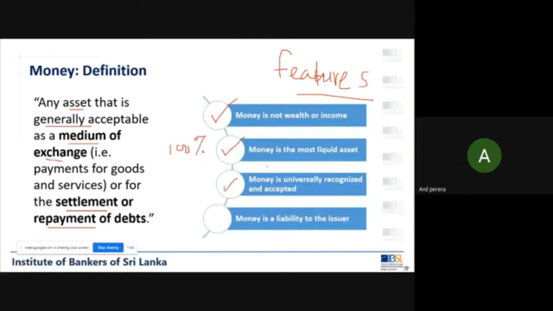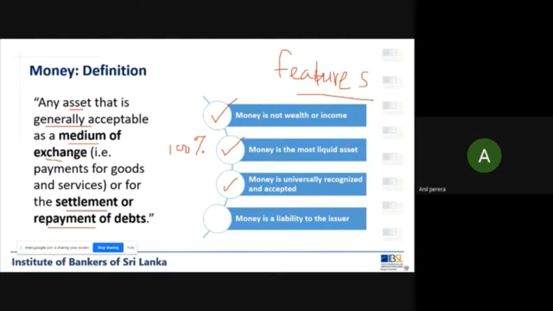Money is universally recognized and accepted. I already mentioned this general acceptability. Universally recognized and accepted means everyone in that particular society should accept money. Now in the Sri Lankan economy, we all accept rupees, right? In the US economy, they all accept dollars. In the UK, they all accept sterling. Universally accepted means it should be accepted by everyone in that particular society or community.